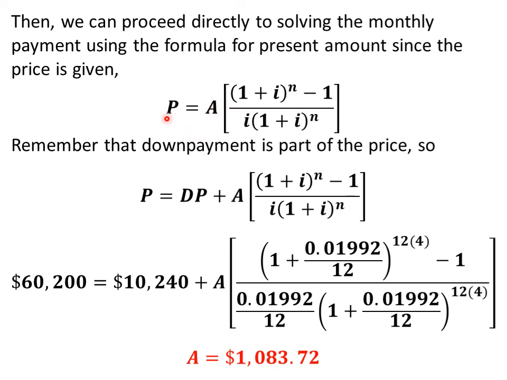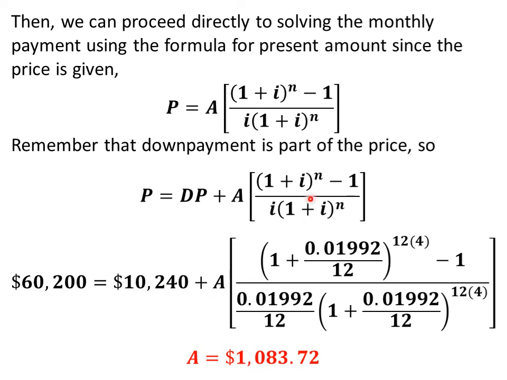So, since we are given P, this is the formula we will use. We use F in the future formula when we are given the future amount, but here we are given the present amount. Okay? But remember that the down payment is part of the price. So your price is basically the down payment plus the total of your monthly payments. With this, everything is given already. The price is $60,200. Recall that the down payment is $10,240. Then plus A, we need A.